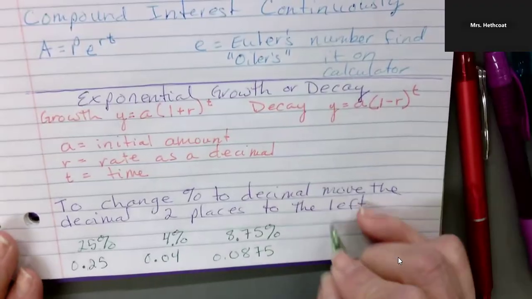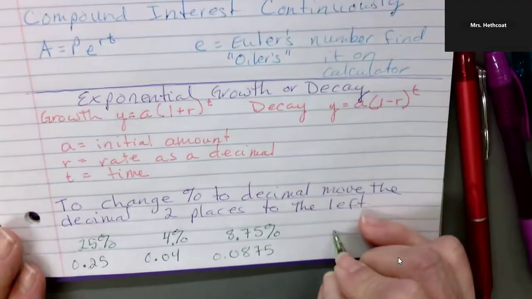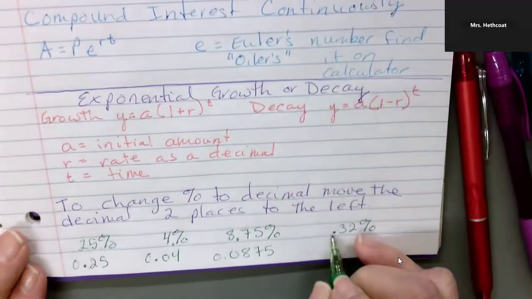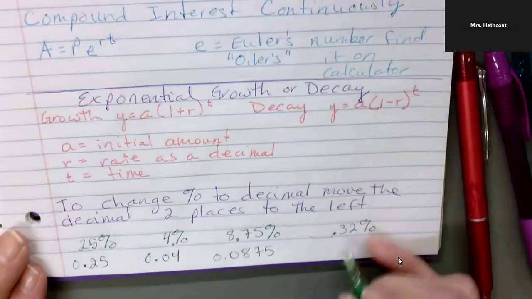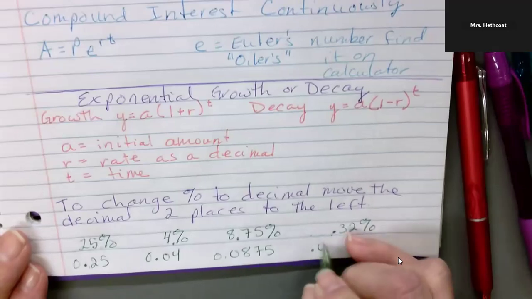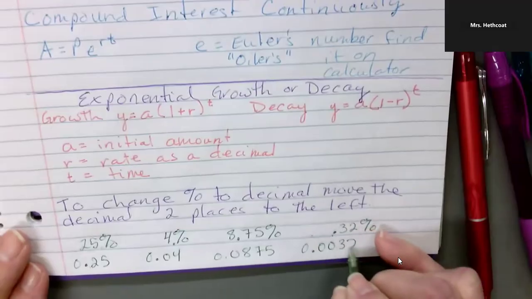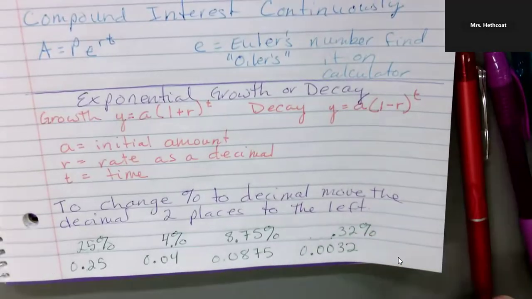What if it was weirder than that and it was like 0.32%? Well, you're still going to take this decimal and move it 2 to the left. So we would get 0.0032 would be your decimal.